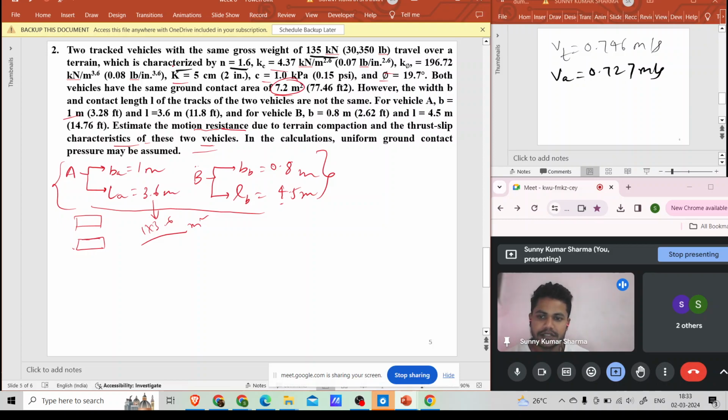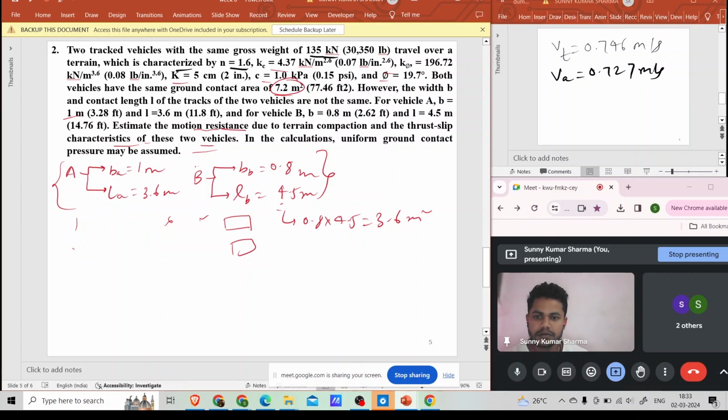And for one track, the length and width is given, and for another vehicle, the track is 0.8 into 4.5 dimension. With this, if you do 0.8 into 4.5, you will get 3.6 meters square. You have to now select which track you will prefer. Which track will give more? The one having the larger length, that we will verify. This is our calculation of why this happens.